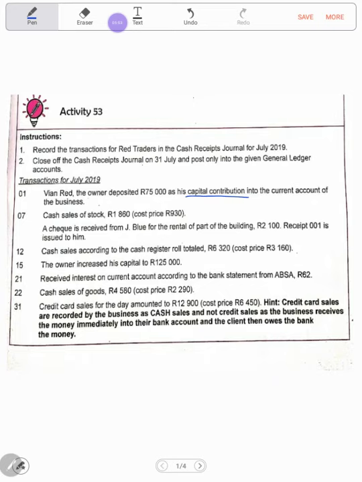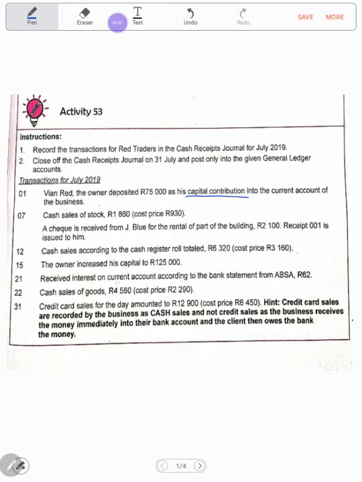Alright. Number 12 says cash sales according to the cash register roll totaled 6,320. So we sold our stock at a price of 6,320. What was the cost price? In other words, how much did the business purchase that stock that we just sold for? 3,160. Moving along to day 15, the owner increased his capital contribution to 125,000 Rand.